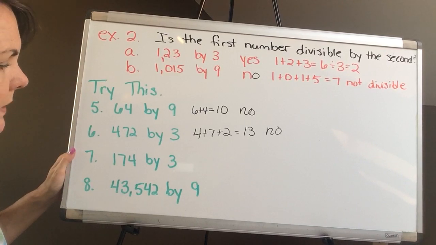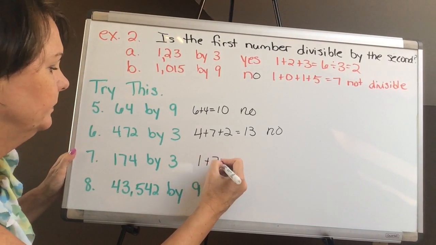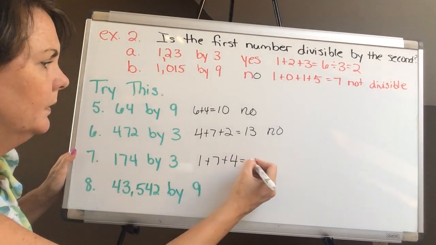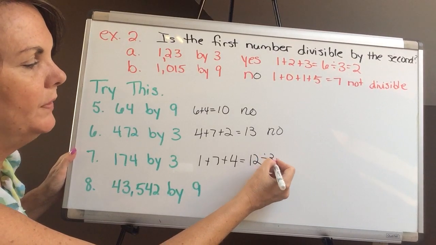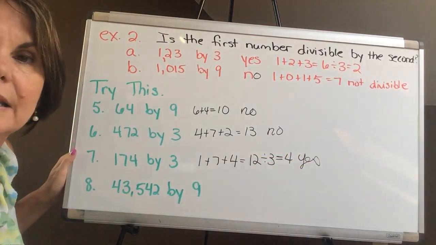Number 7, 174 by 3. Again, it's add the digits. 1 plus 7 plus 4, that's 12. I can divide 12 evenly. That goes in 4 times. So yes, that one is divisible.